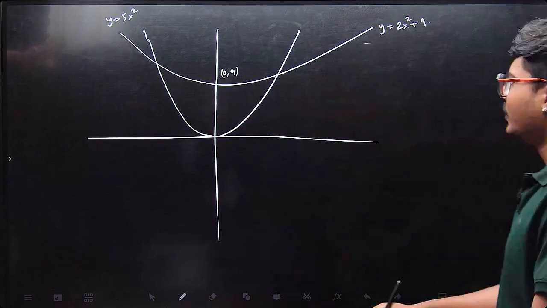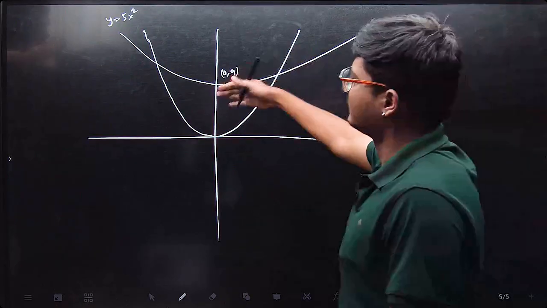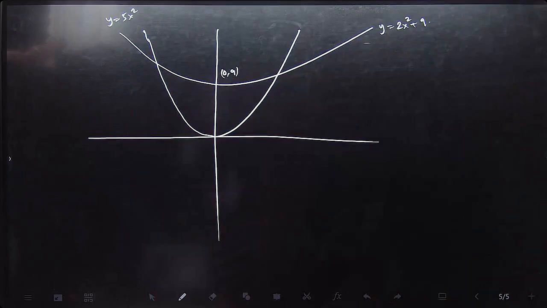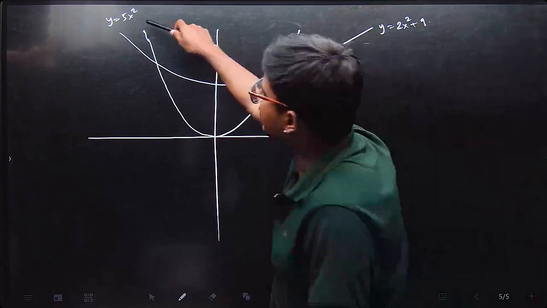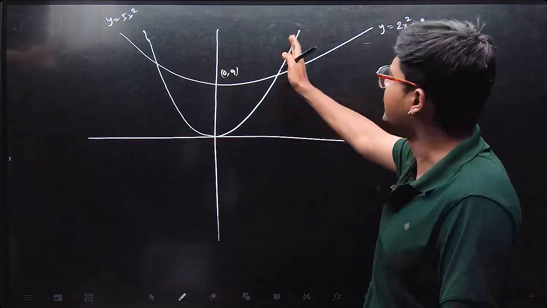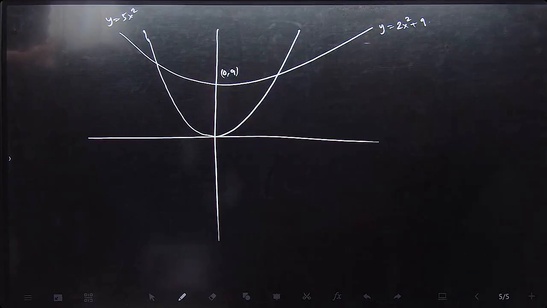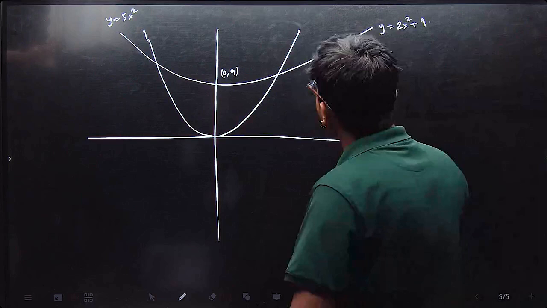Okay. Now what do we need to do? First step was to find the points of intersection. This is the upper parabola, right? If you just plot it, this is what you'll get. This one has 5x square, this one has 2x square. So after a few values, which one is going to be steeper? 5x square, right? Now, how do you find the points of intersection?